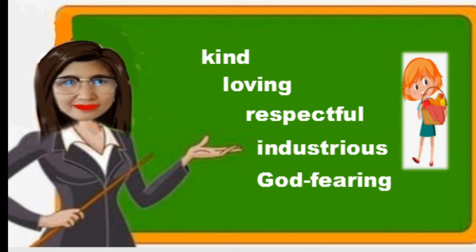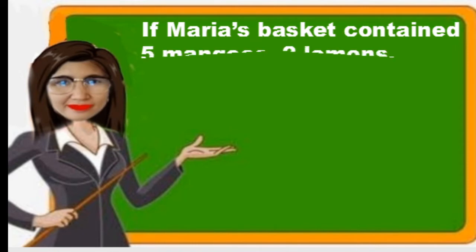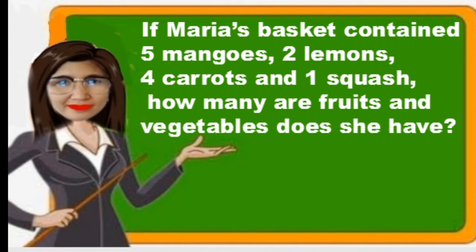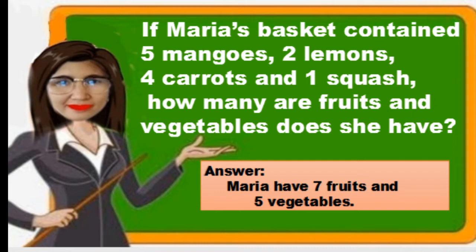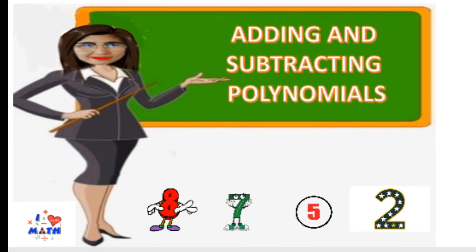Maria, as we all know, is holding a basket of fruits and vegetables. If Maria's basket contained 5 mangoes, 2 lemons, 4 carrots, and 1 squash, how many fruits and vegetables does she have? Maria has 7 fruits and 5 vegetables. This problem has something in common with our lesson today: adding and subtracting polynomials.